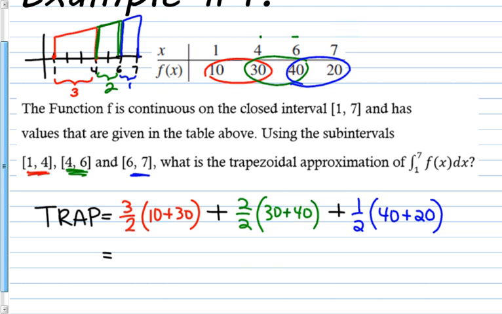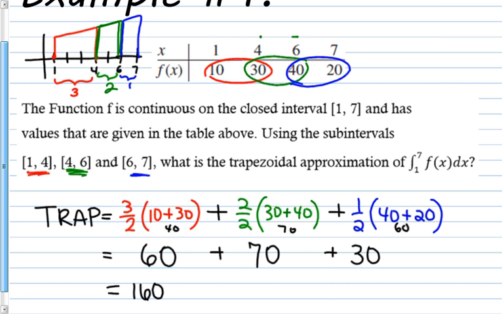So let's see. This is 40, this is 70, and this is 60. So 40 times 3, that's 120 divided by 2, so this is 60. Plus 70 times 1, because 2 over 2 is 1. And then 1/2 times 60 is 30. So my answer is 160. All right.